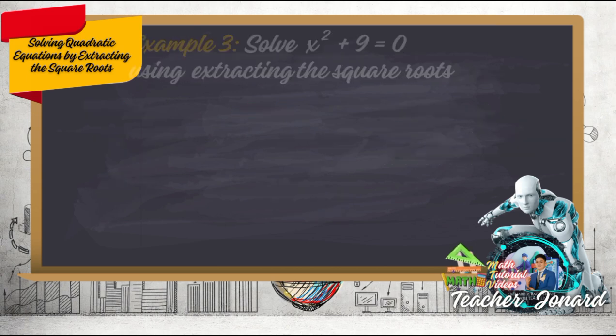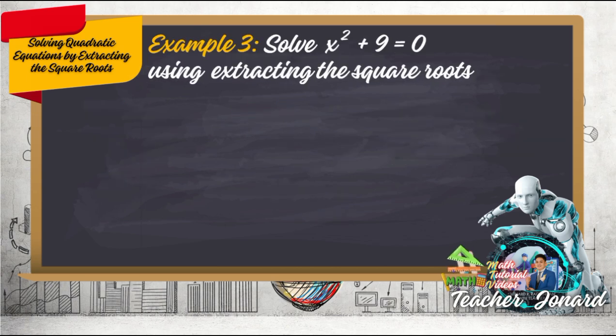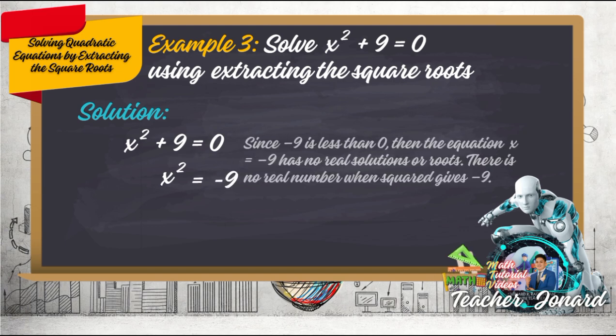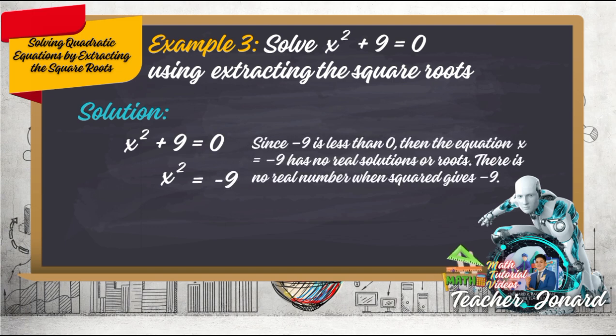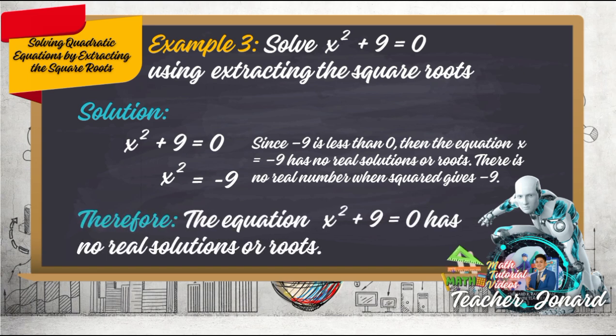Let us examine example 3. Solve x² + 9 = 0 using extracting the square roots. First isolate the quadratic term by subtracting 9 from both sides. Applying the subtraction property of equality, we have x² = -9. Since negative 9 is less than 0, the equation x² = -9 has no real solutions or roots. There is no real number that when squared gives negative 9. Therefore, the equation x² + 9 = 0 has no real solutions or roots.